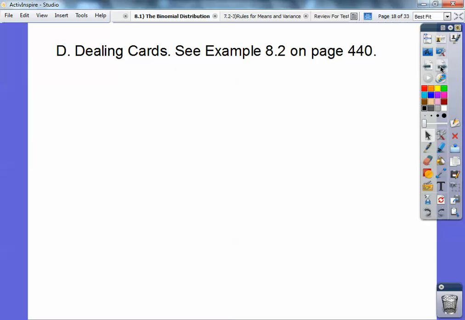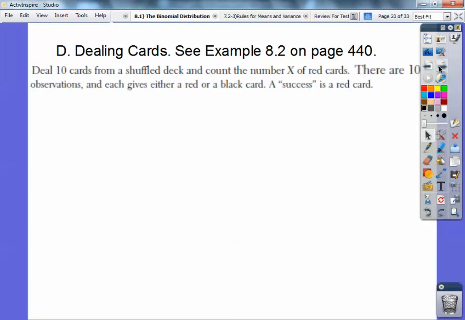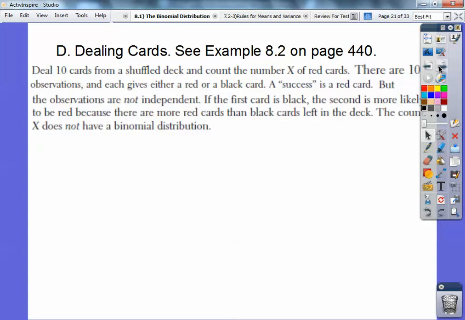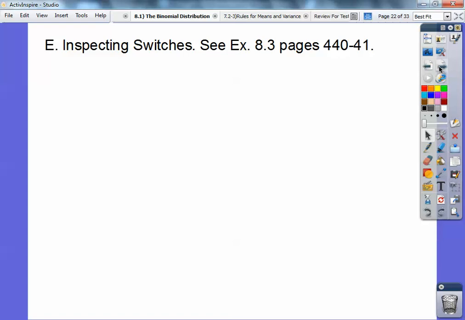Okay, dealing cards. Example 8.2 on page 440. Deal 10 cards from a shuffled deck and count the number X of red cards. There are 10 observations, and each gives either a red or a black card, and a success is a red card. But these observations are not independent of each other, because if the first card is black, the second card is more likely to be red, and if the first card's red, then the second card is more likely to be not red. So the cards are not independent because you're not replacing them, so this does not have a binomial distribution.